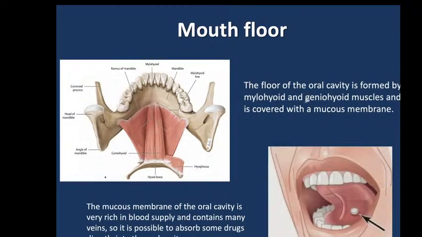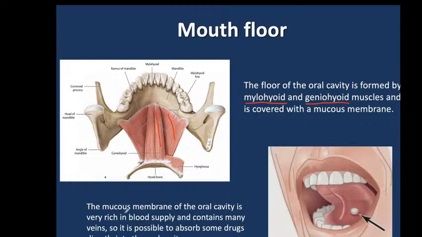Mouth floor. This is the floor of the oral cavity, and it is formed generally by two muscles, the mylohyoid and geniohyoid muscles. Here, this is the mylohyoid muscle, and this one is the geniohyoid muscle. And of course, our tongue also forms the floor of the oral cavity.